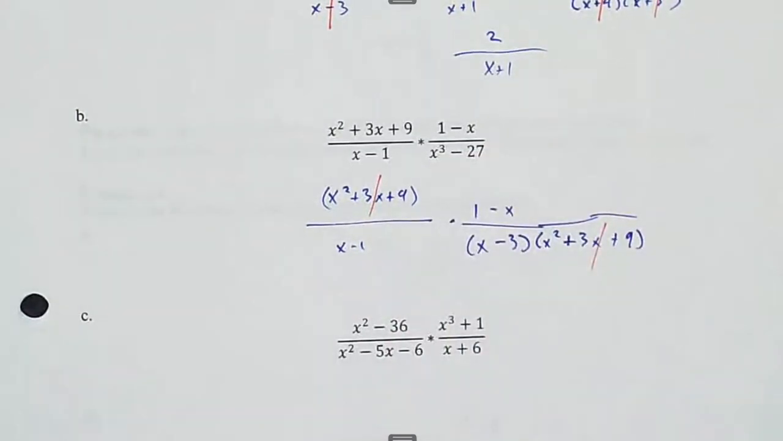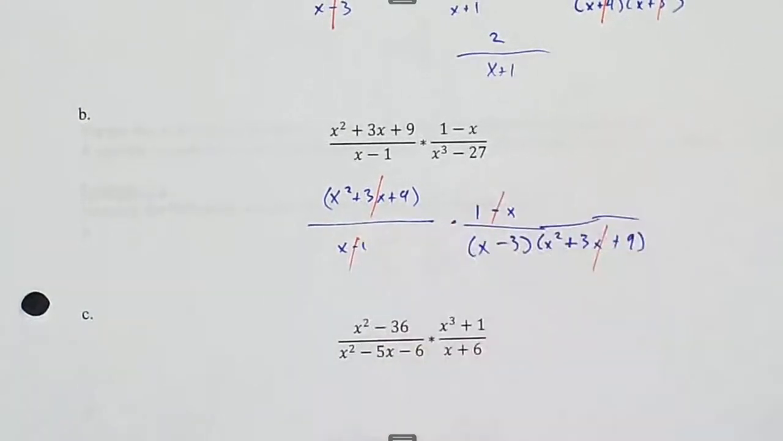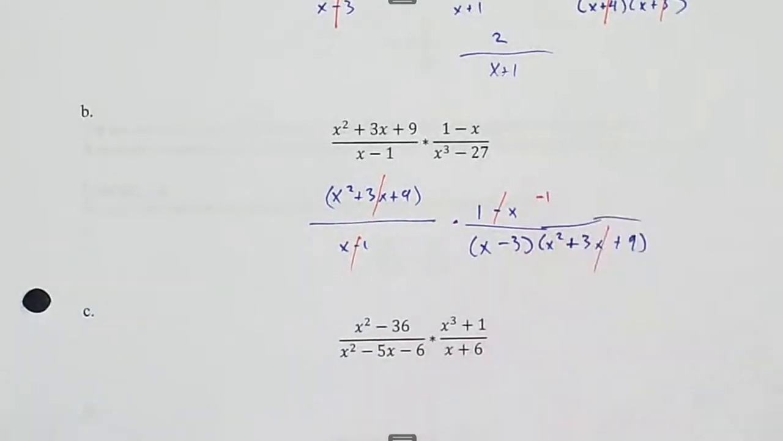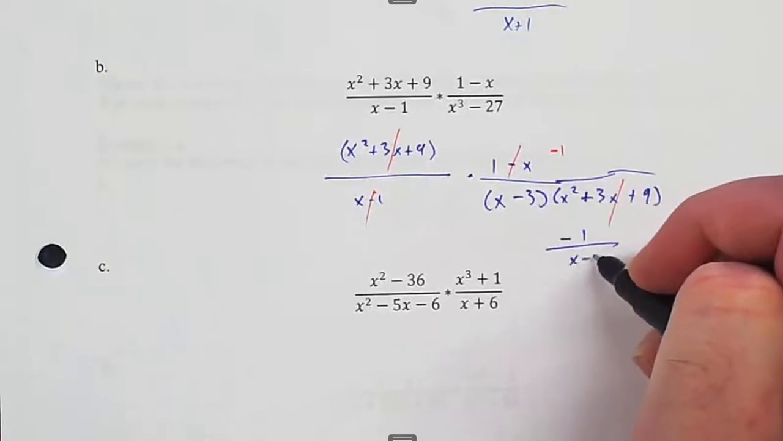So you can see that entire thing cancels out. 1 minus x and x minus 1. Those are the opposite factors we were talking about because they had the minus and they're in different order. So our answer is negative 1 over x minus 3.